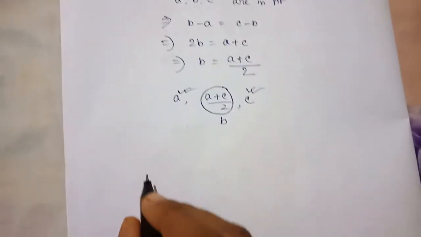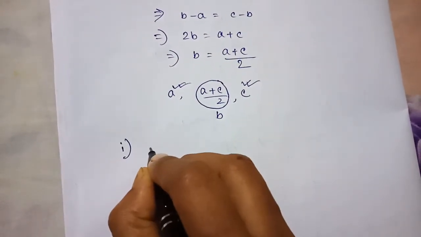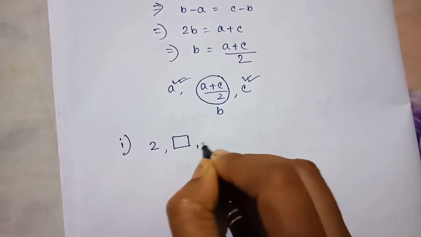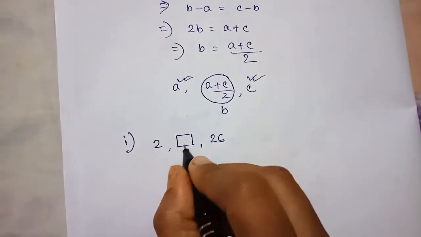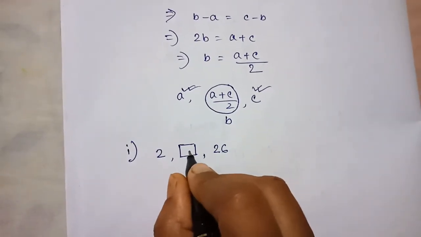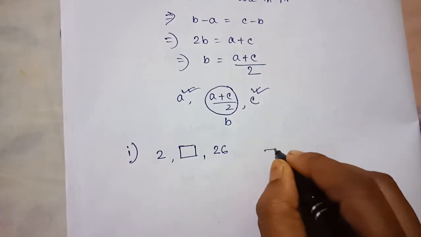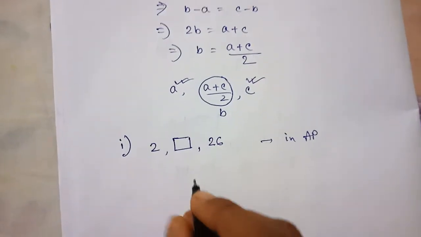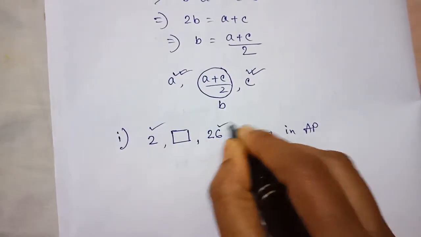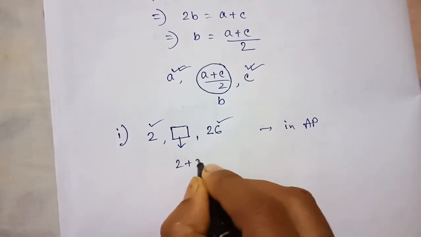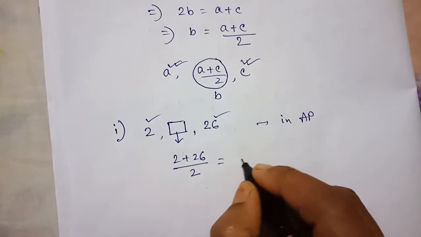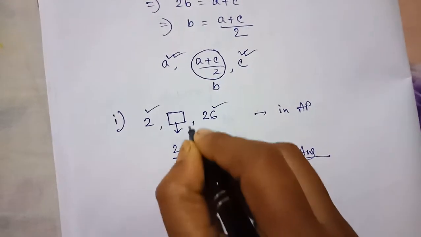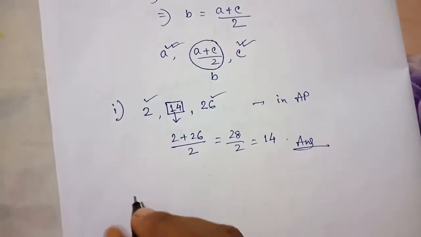So for question number 3, the very first part is 2, then a blank, and then 26. You have to fill this blank. This is the middle one, and in the question it is given that they are in AP, so we will follow this formula, (a plus c) divided by 2. This is a, this is c, so what will be its value? It will be (2 plus 26) divided by 2, which is 28 divided by 2, that means 14. That will be the answer, so we will write 14 in the box.